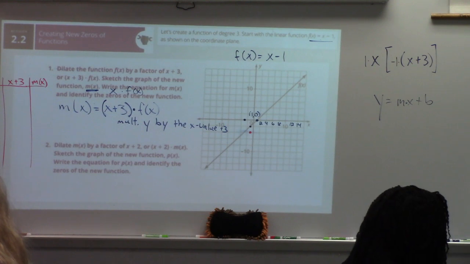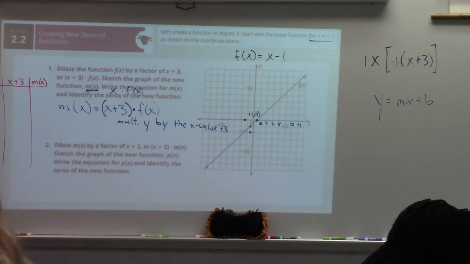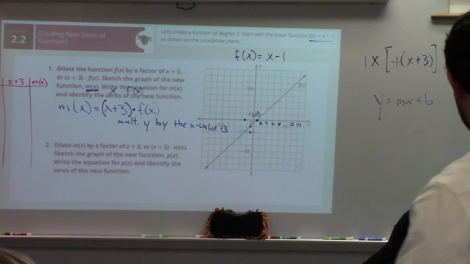Where's the f of x? There it is. What's this y value? You just have to remember it's scaling by 2s. So negative 2, negative 4, m of x is negative 5. You're gonna multiply this column by this column. Don't forget to look for patterns that might help you find this.